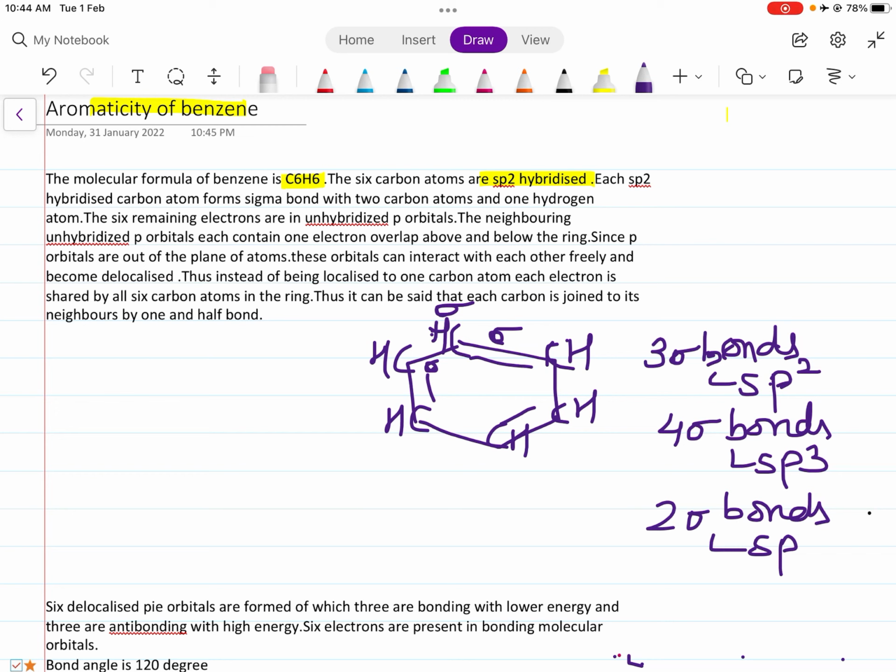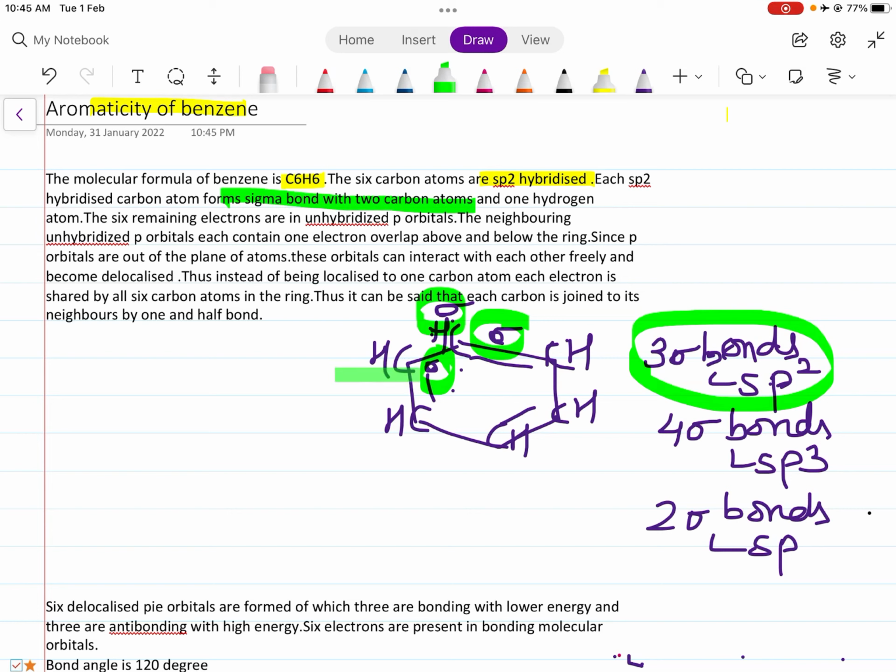So for this carbon atom, there are 3 sigma bonds. So it is sp2 hybridized. Each sp2 hybridized carbon atom forms sigma bonds with 2 carbon atoms. So it is forming one with this carbon atom over here. If we consider this carbon atom, it forms 1 sigma with this, 1 sigma with this, and 1 with the hydrogen atom.